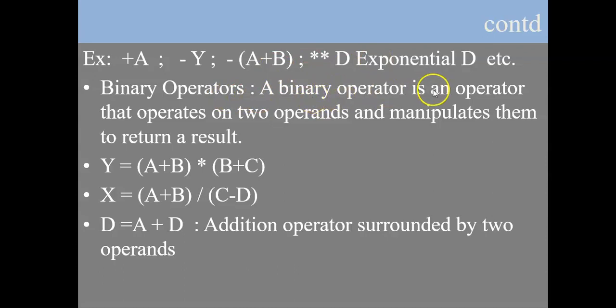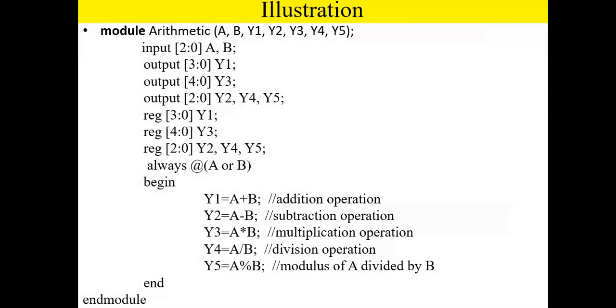What about the binary operators? As I have told you, a binary operator is an operator that operates on two operands. Here, A is one operand, B is another operand. In between, we have an operator. Similarly, B and C, with the operator in between. And suppose I consider this as a total operand and this as a separate total operand. In between, you have a multiplication operator. The same is the case with division. Similarly, this is an operand and this is an operand. In between, we have an operator. So these are all binary operators where you have two operands.